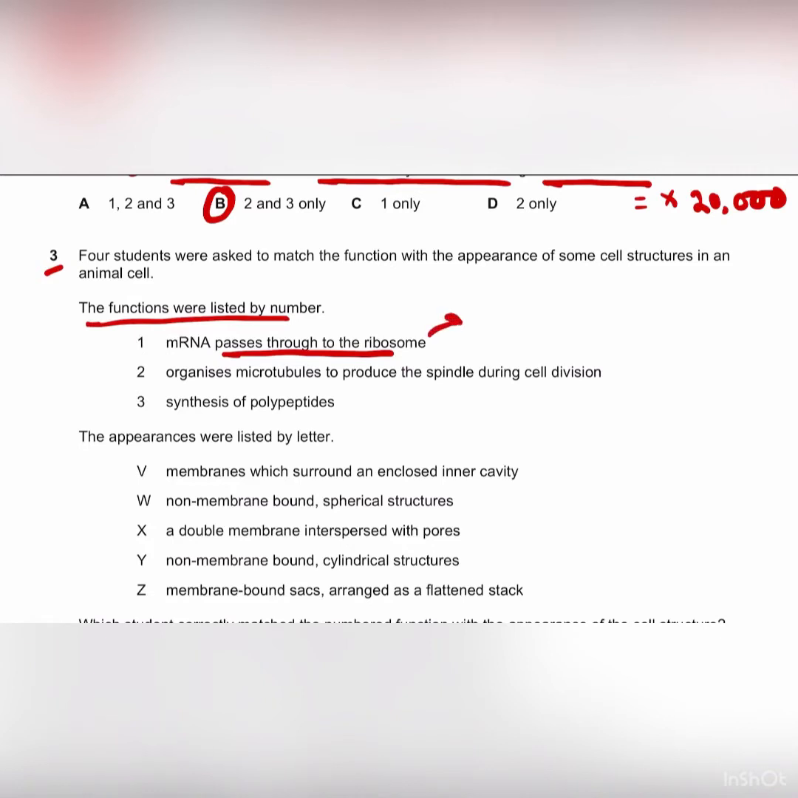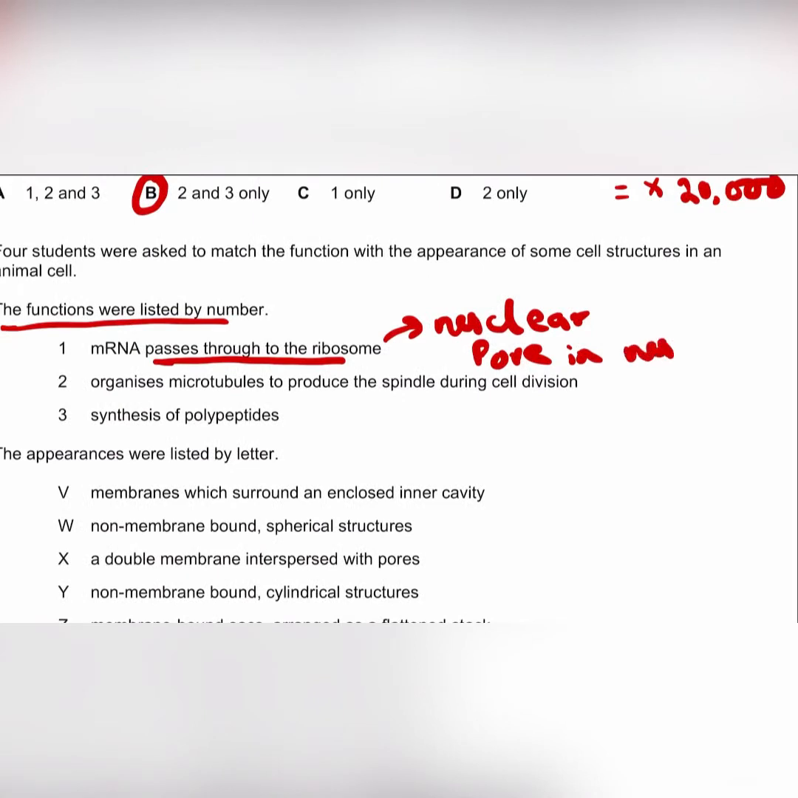The answer is nuclear pore in the nuclear membrane. So in order to go to the ribosome, the messenger RNA must pass through the nuclear pore, which is found in the nuclear envelope. That's because mRNA are produced in the nucleus by the process of transcription. Okay, this was about 1.